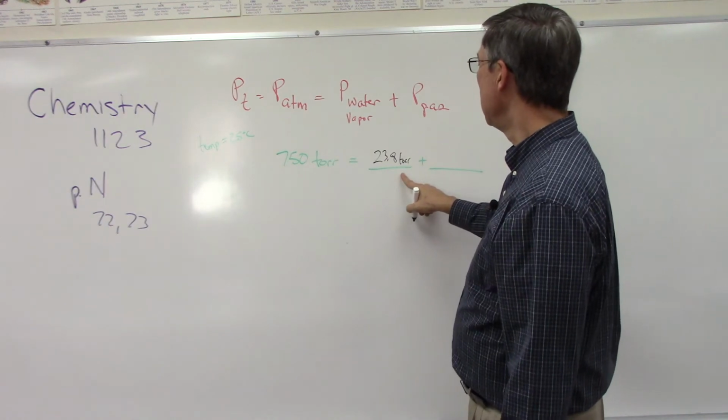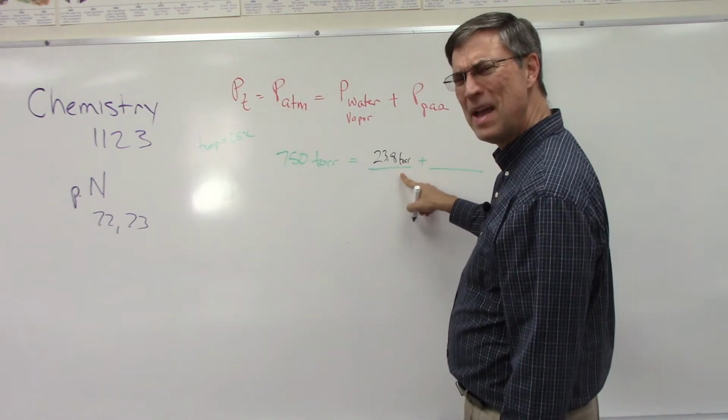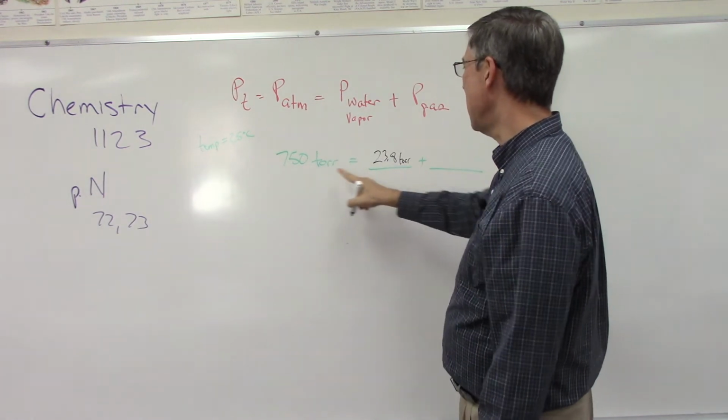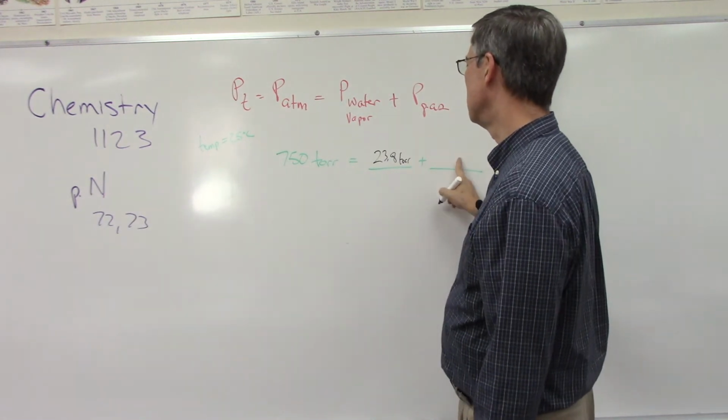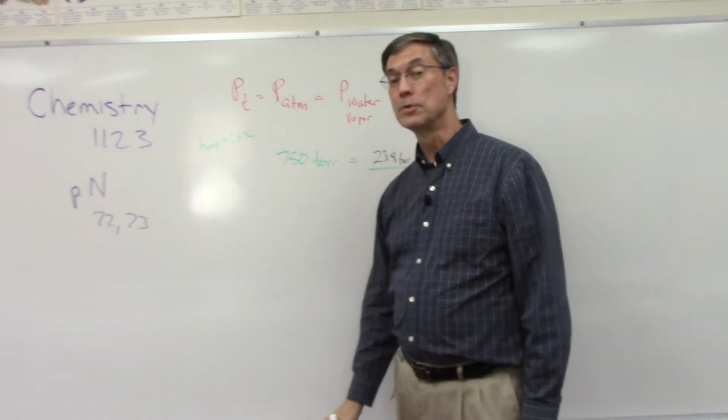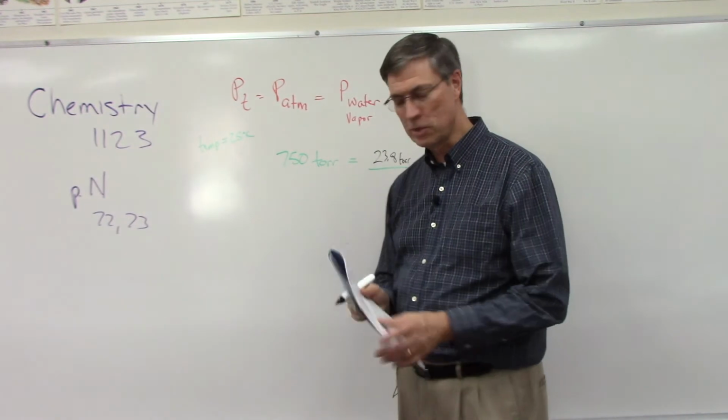All right, and I don't need to finish. You can do the math, okay? Well, how would you find out what this missing number is? Do not add these 2 together, okay? This is going to be a smaller number, so that when you add these 2 together, it equals 750, okay? I'll let you finish that one.